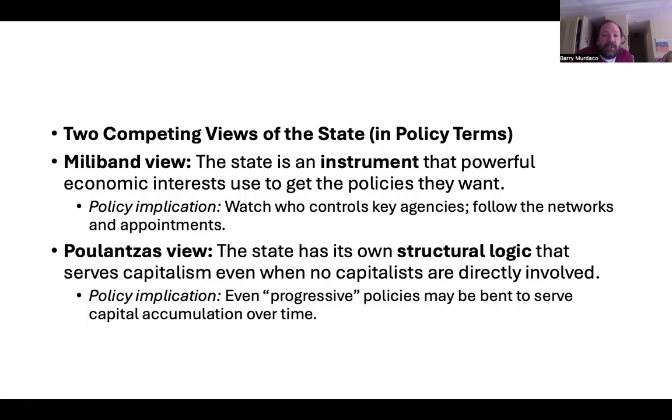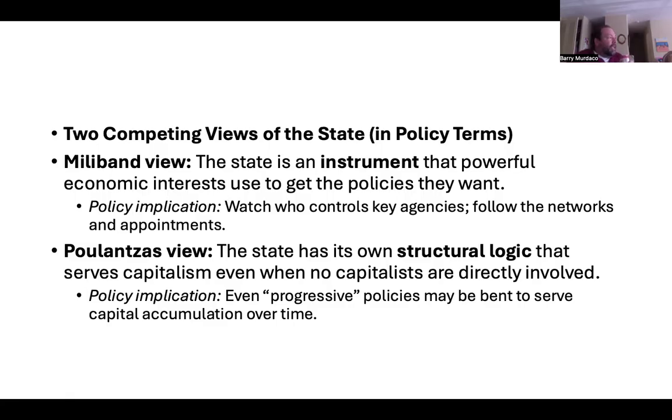Anyway, so the Miliband view: the state is an instrument that powerful economic interests use to get the policies they want. The implication of this is: watch who controls key agencies, follow the networks and appointments. The Poulantzas view: the state has its own structural logic that serves capitalism even when no capitalists are directly involved. The implication of this would be that even progressive policies may be bent to serve capital accumulation over time. So the idea in the Poulantzas view is that the state has pretty much a permanent bias towards capitalism, that it will serve capitalist interest even if there are no capitalists directly involved trying to push for this.